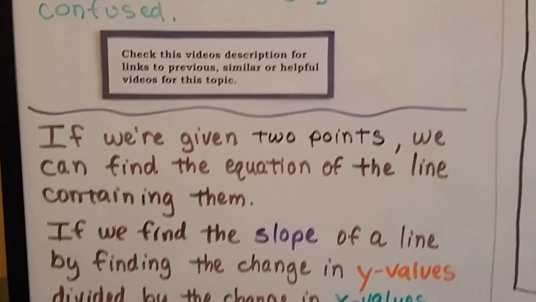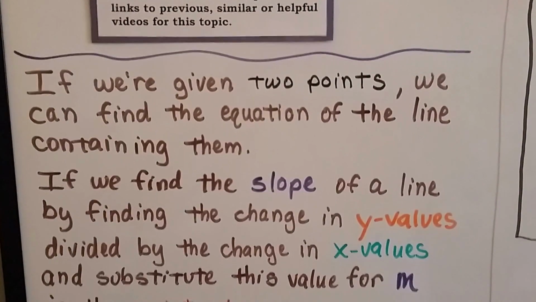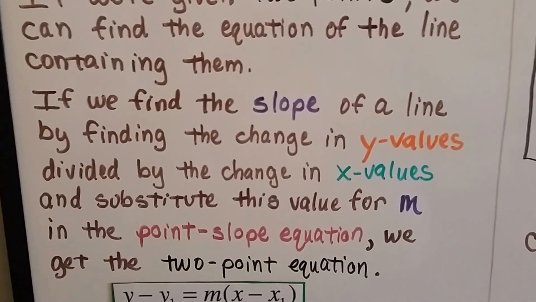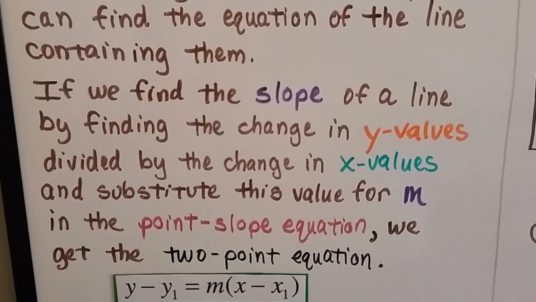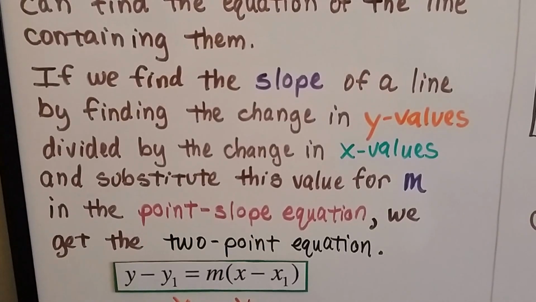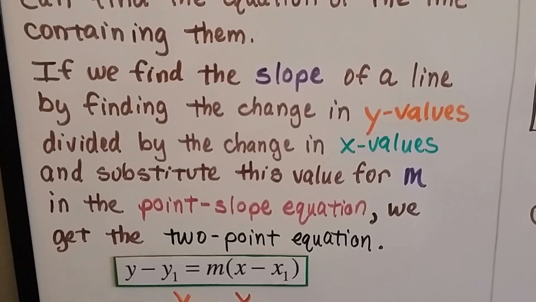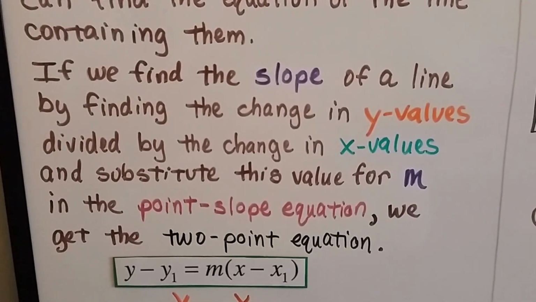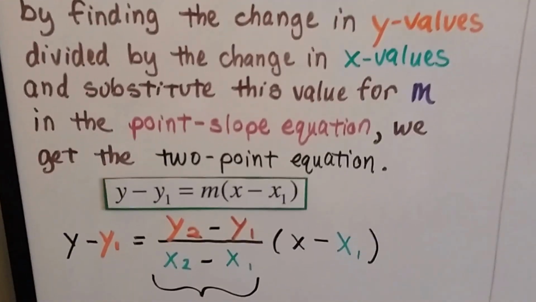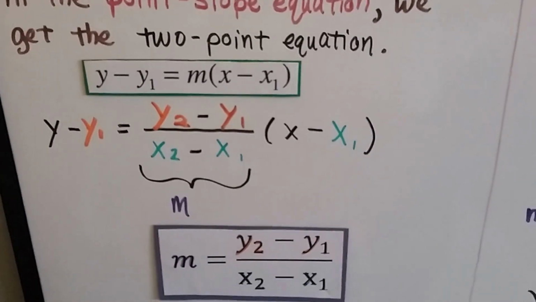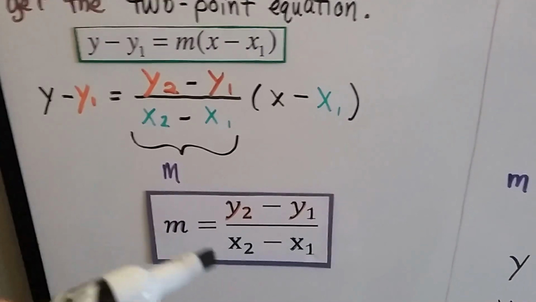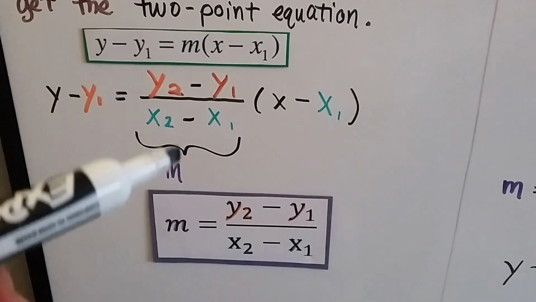If we're given 2 points, we can find the equation of the line containing them. We can find the slope of a line by finding the change in y values divided by the change in x values, and substitute this value for m in the point-slope equation. We get the two-point equation, y minus y1 equals m times x minus x1. All we're doing is substituting the slope for m, and we can use the slope formula for m right here.